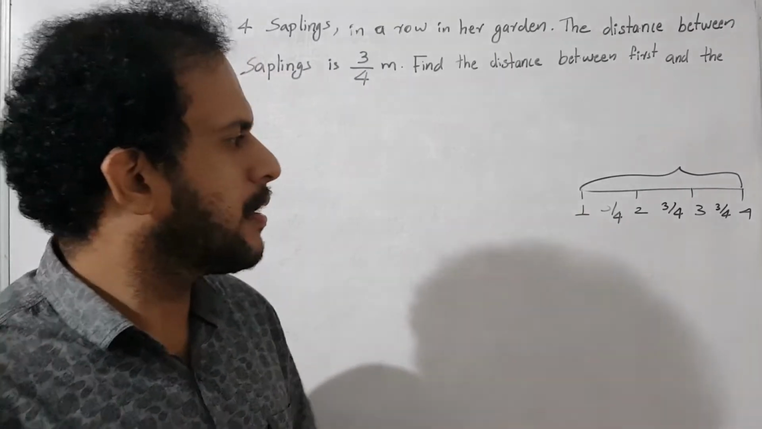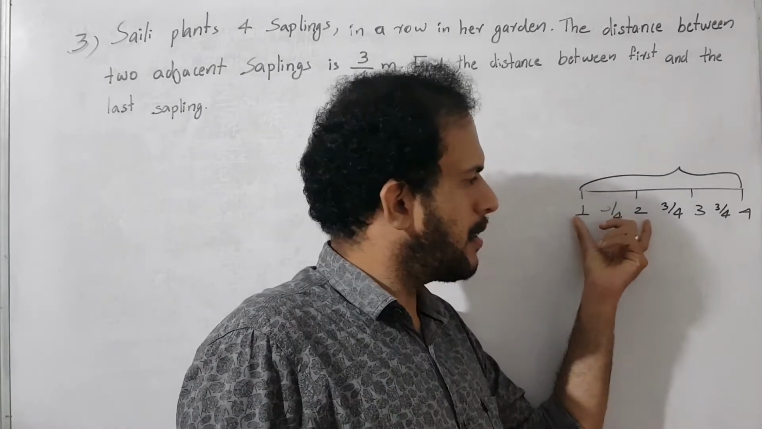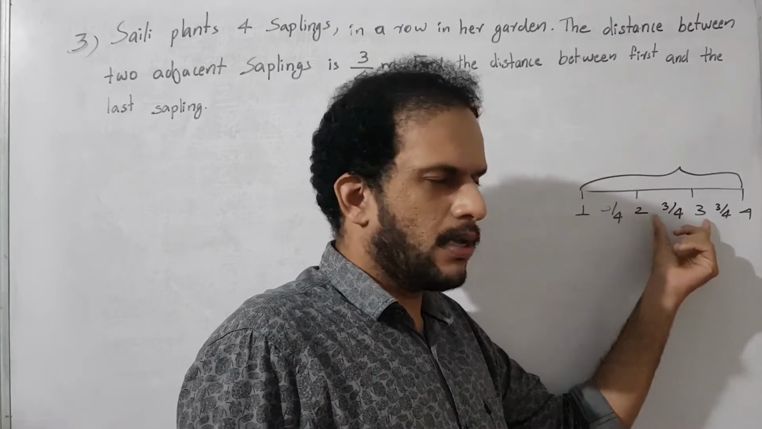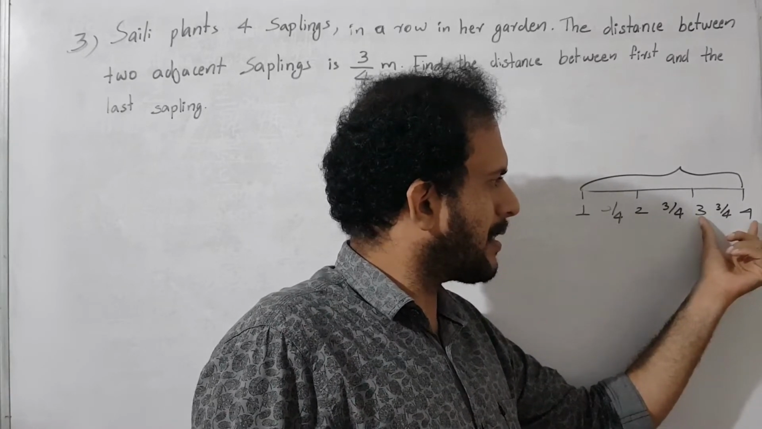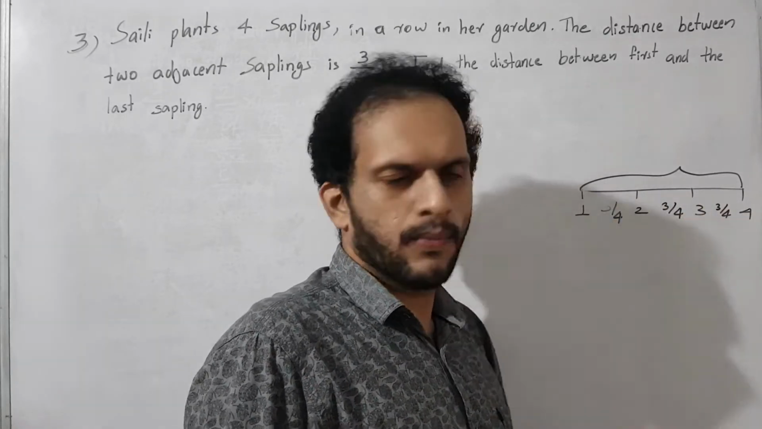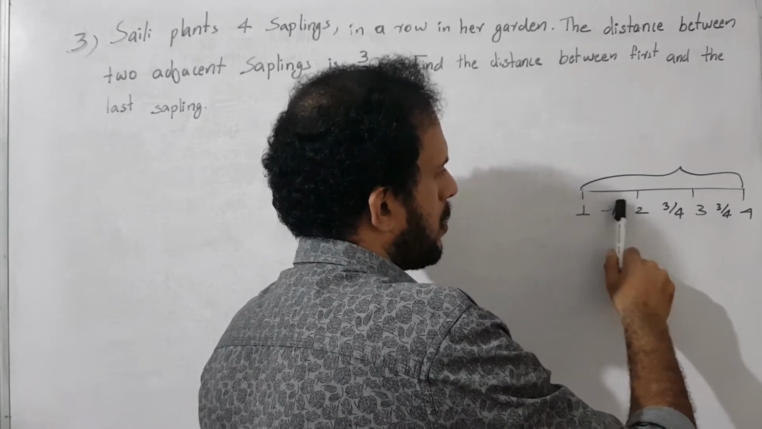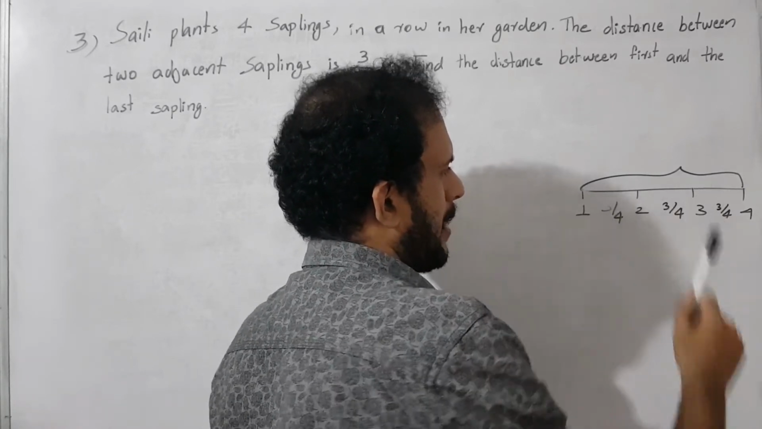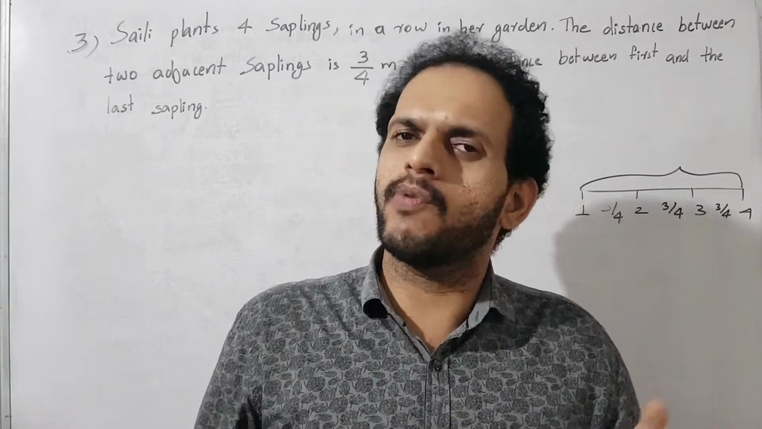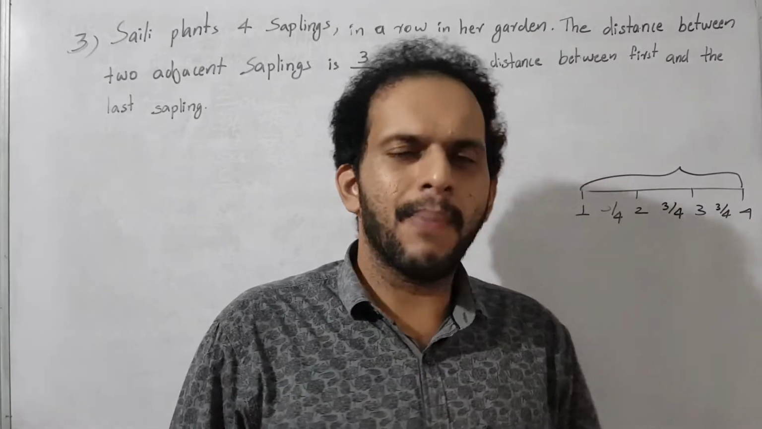Then how do we find? First we know the distance between first and second. Correct? Then we know the distance between second and third. We know the distance between third and fourth. Then how do we get it? We add all these, or we are adding the same number how many times? 1, 2, 3 times. Then it's better if we add the same number 3 times. What do we do there? Yes, we multiply this number by 3.